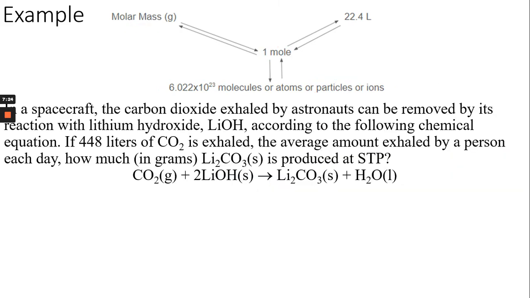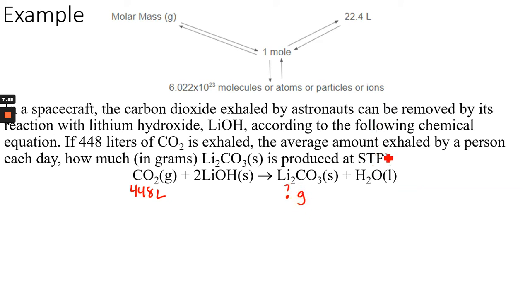All right, let's look at another example. In a spacecraft, carbon dioxide exhaled by astronauts can be removed by its reaction with lithium hydroxide according to the following equation. So under CO2 we write 448 liters, the average amount exhaled by a person each day. How many grams of lithium carbonate is produced? So under lithium carbonate we're going to put grams.